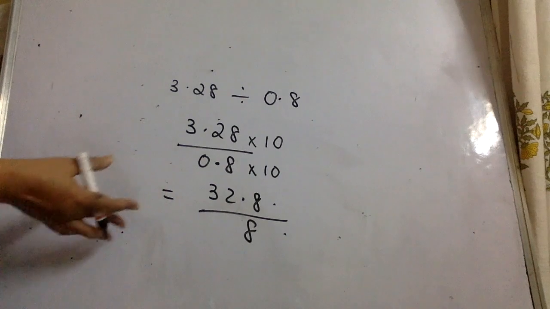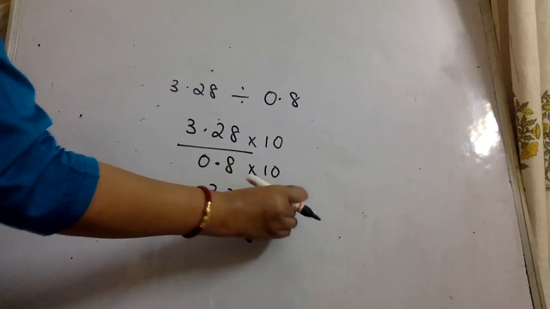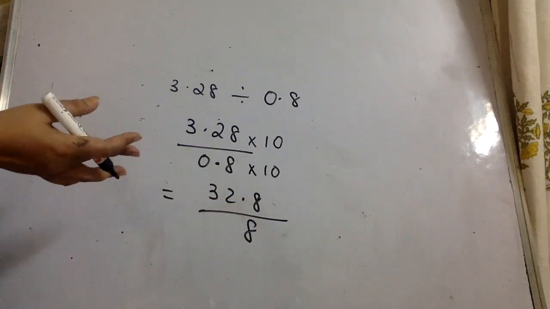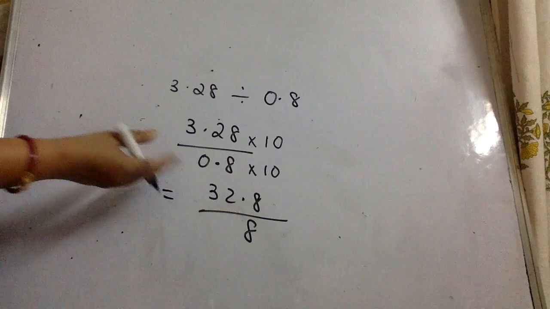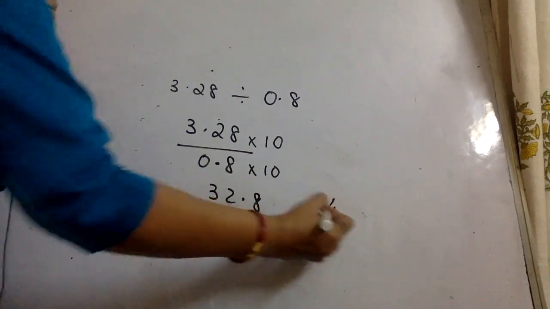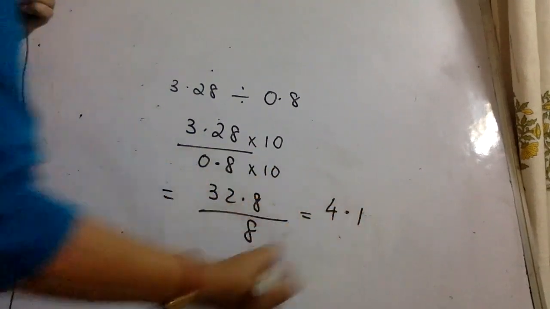Now I am free to divide it. I can go for a long division, these are not decimals, or I can even just divide it over here. So 8 into 32 is 4, and 0.1. That is my answer.